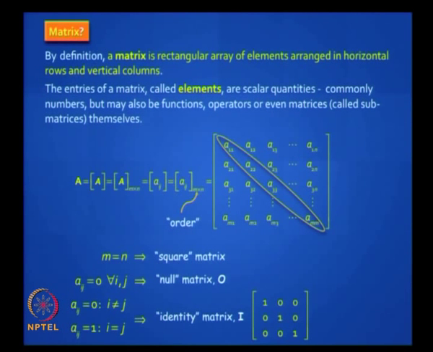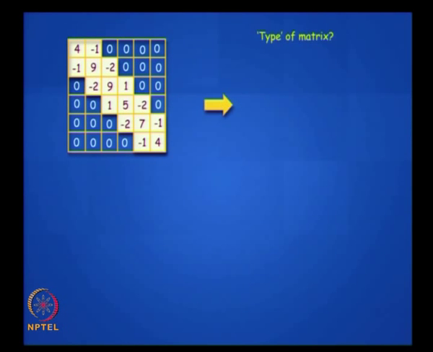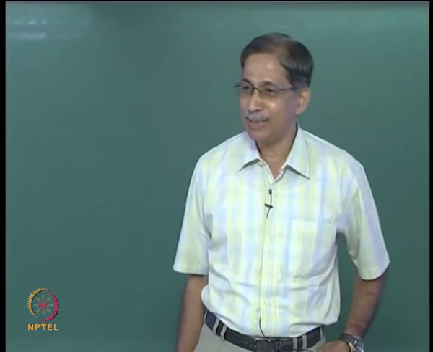What are these elements called? You have two diagonals in that matrix. You have the diagonal the other way, but there is a principal diagonal. And a matrix which has non-zero elements only in the diagonal is called a diagonal matrix. Very good. Is this a diagonal matrix? No. So what are the different adjectives you can give for this matrix?